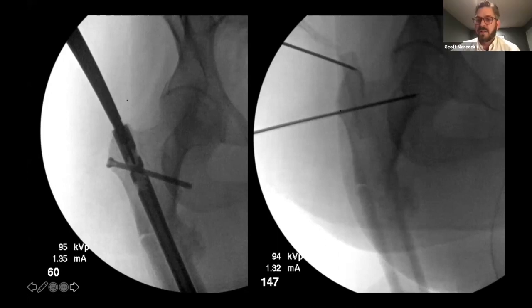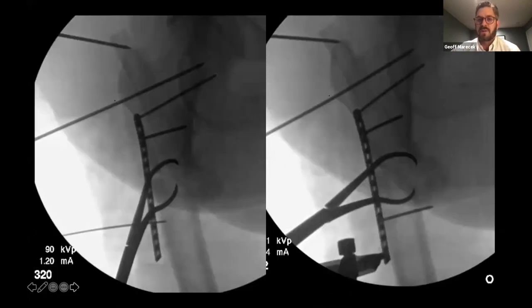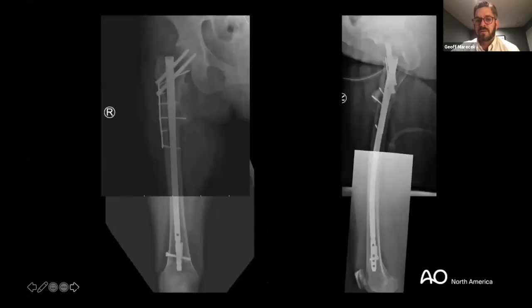So this is just one example of correcting that. This was a very anterior and lateral start point. So we filled it with an allograft fibular strut, and then open reduced the fracture, corrected the alignment, and here we are getting an appropriate start point.